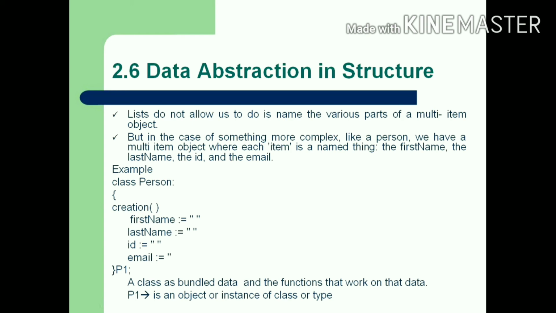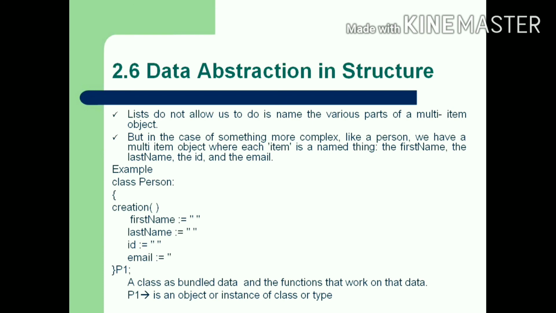Next topic, data abstraction in structure. Lists do not allow us to name the various parts of a multi-item object. It means in a list we can have many items, but we cannot give individual names to each item. We want to give a single name to the list. For example, if you create list1, which consists of 4 items, namely red, blue, green, orange, then each element has the same name, that is list1. We cannot give names to individual elements.